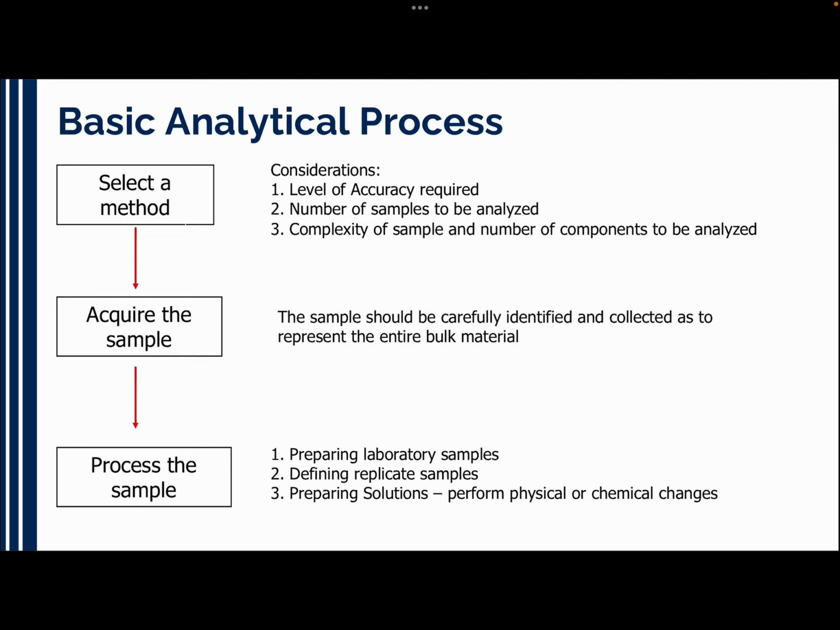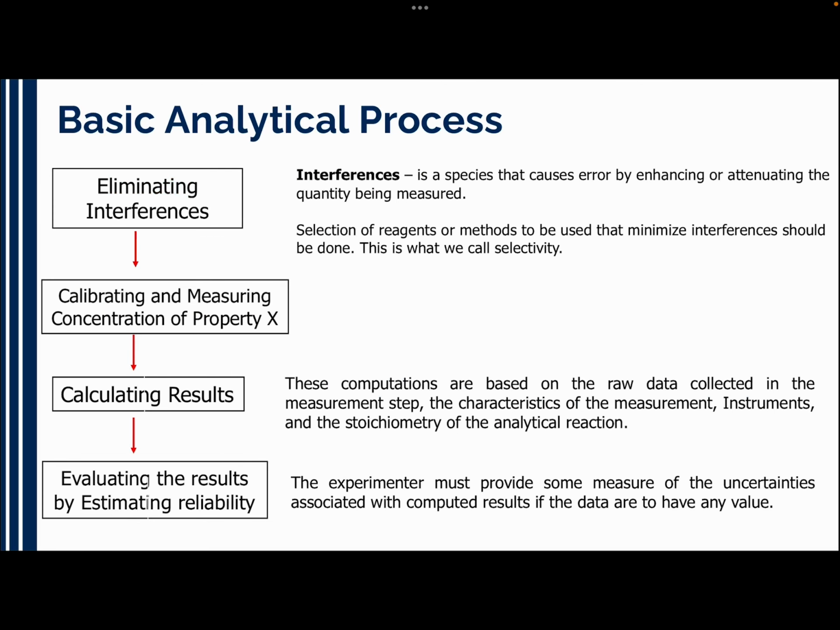And then afterwards, if naa na mo'y na-acquire nga sample, you will process the sample. So you will prepare your sample for laboratory nga mga analysis. So preparing your laboratory sample, you will define your replicate here, and then you will also prepare solution para sa laboratory nga mga processes. Then we need to eliminate interferences. So kinsa man ni silang mga interferences? Kaning mga interferences is the species that causes error by enhancing the quantity being measured. So we will select reagents or methods para ma-minimize ang mga interferences.